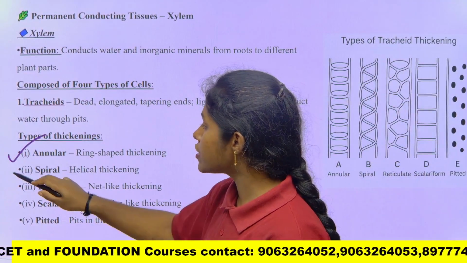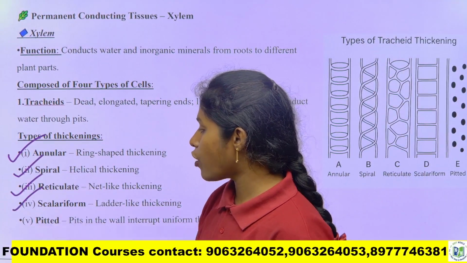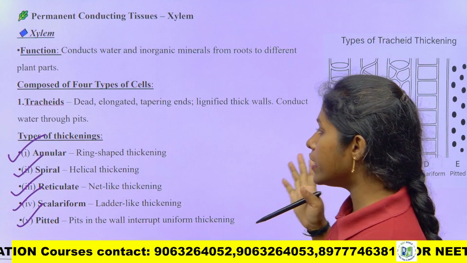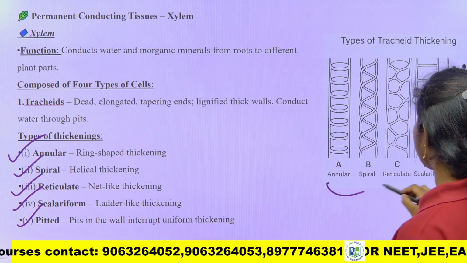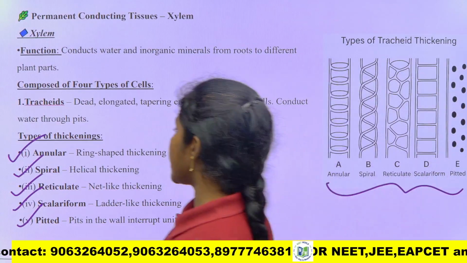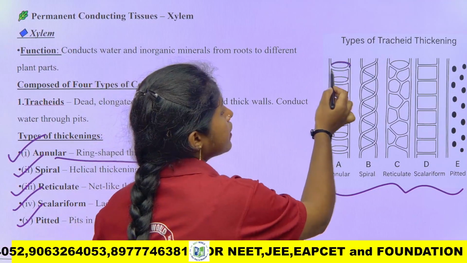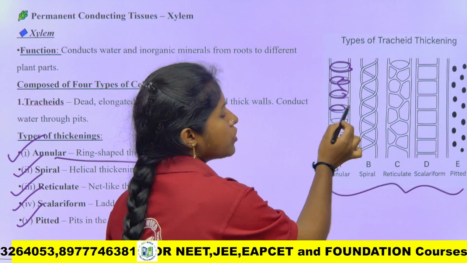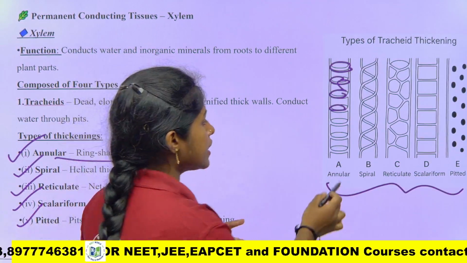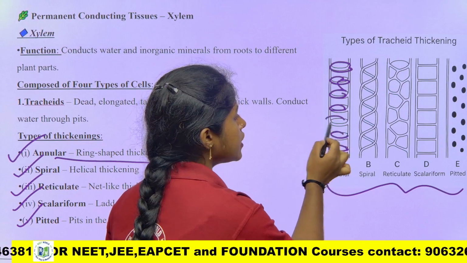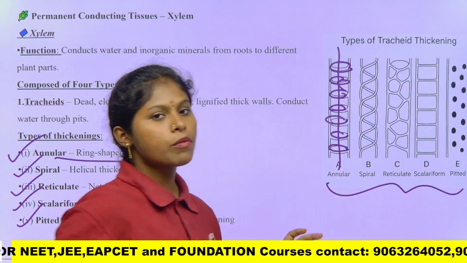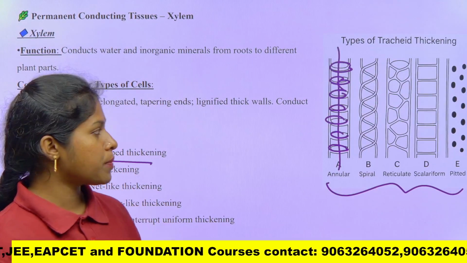Based on the thickenings, there are types: annular, spiral, reticulate, scleriform and pitted. Coming to the types of thickenings, children, here is how they look. First, the annular: they are ring shaped thickenings. How are they, children? They are ring shaped. The lignin thickenings are thin, through which water is transported to all parts of the plant, right?